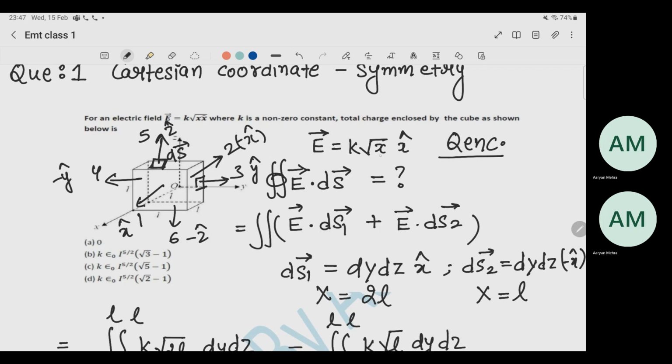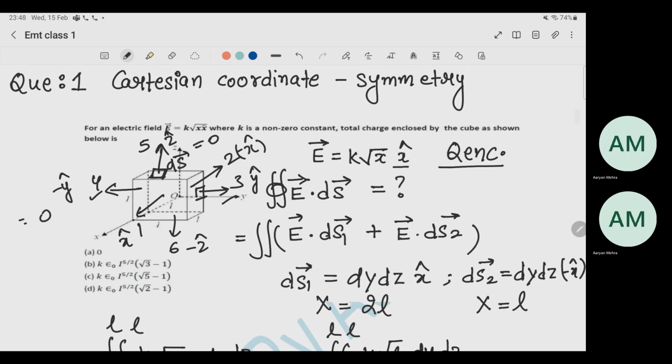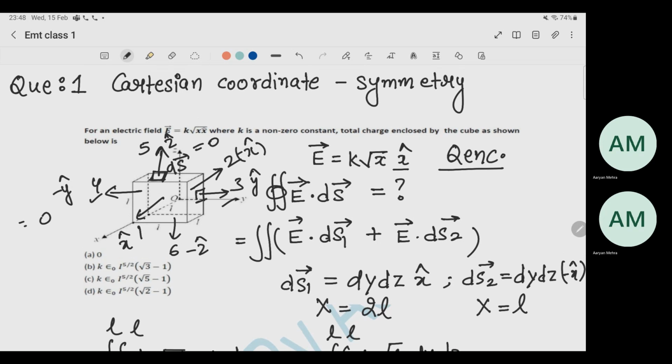So when I take the dot product of the E vector with surfaces 4 and 3, it will give me 0, because y cap dot x cap is 0. Similarly, if I do the dot product with the z direction, surface 5 and surface 6, it will again give me 0. Why? Because z cap dot x cap will be 0. Only non-zero terms will be along the x cap, that is surface 1 and surface 2.